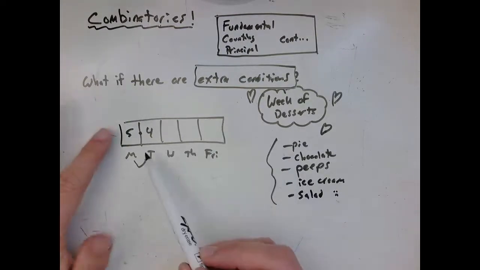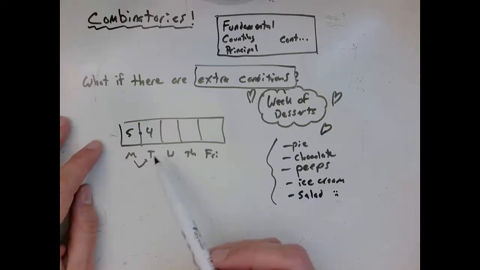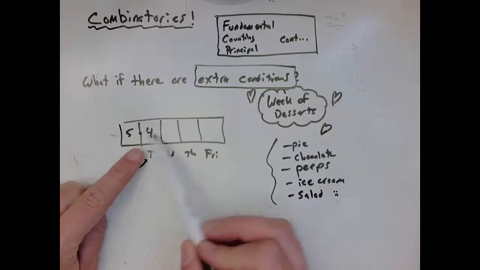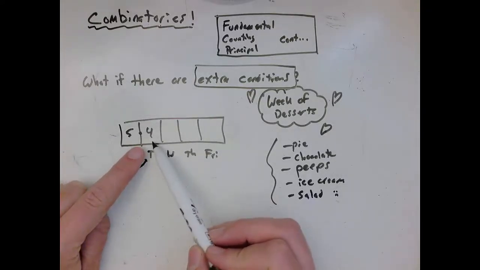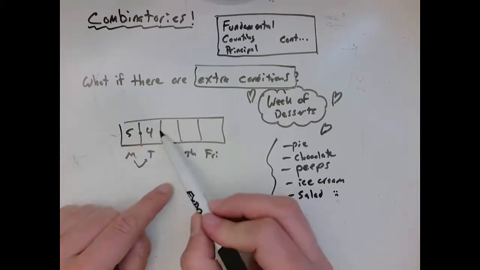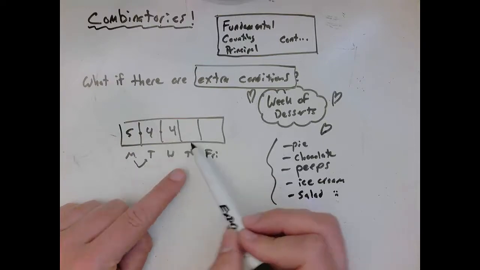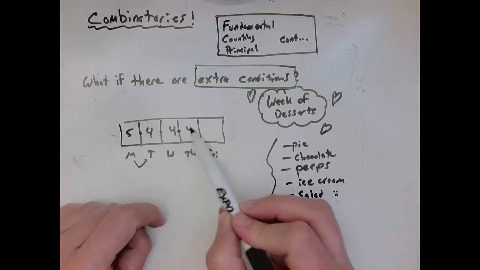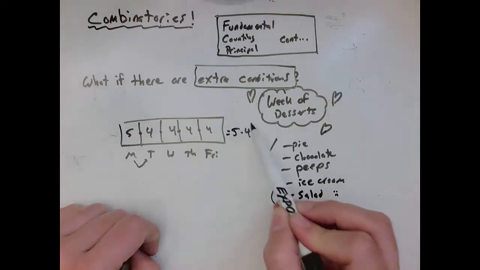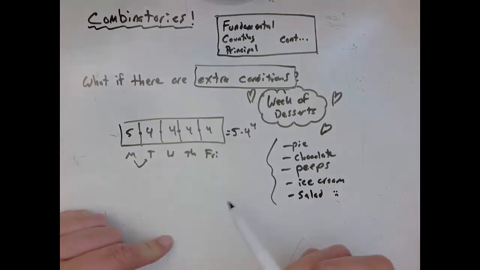Right. So my rule was I don't want to eat the same dessert twice in a row. So whatever I choose on Monday, I'm not going to choose it on Tuesday. So now I've got 4 options. Whatever I choose on Tuesday, I'm not going to choose on Wednesday, so I also have 4 options on Wednesday. And whatever I choose on Wednesday, I'm not going to choose on Thursday. So I still have 4 options and 4 options. So this is going to be 5 times 4 to the 4th, which is a different set of possibilities.